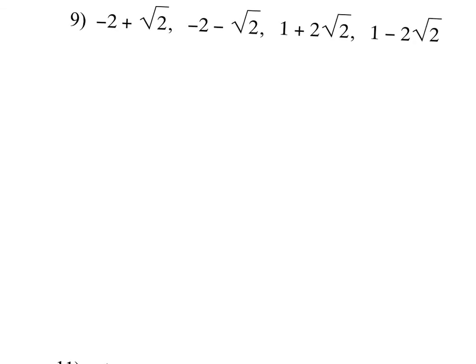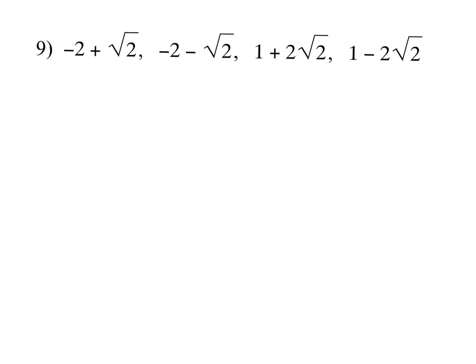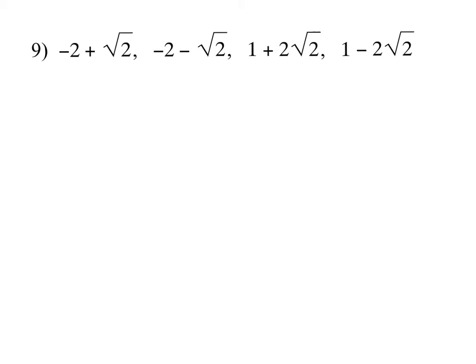Let's talk about number 9. Number 9 has 4 really messy looking roots. We've got negative 2 plus the square root of 2. We've got negative 2 minus the square root of 2. We're going to look at this the same way that we did before.